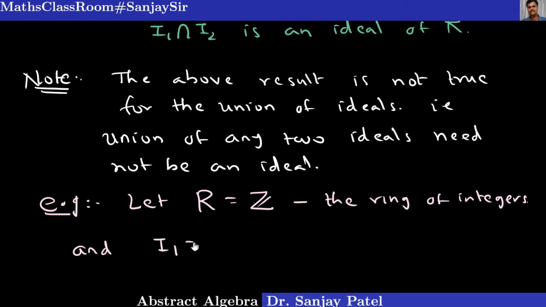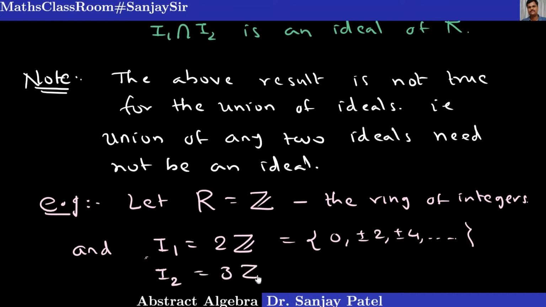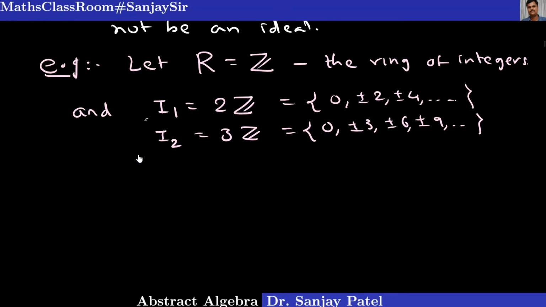Say, let us take I1 is equal to 2Z. What is 2Z? It is 0, plus or minus 2, plus or minus 4 and so on. All multiples of 2. We know that multiples of any integer form an ideal in the ring of integers. So I am taking I1 is equal to 2Z and I2 is equal to 3Z. 3Z means all multiples of 3. So 0, plus or minus 3, plus or minus 6, plus or minus 9 and so on. So I am taking these two sets.